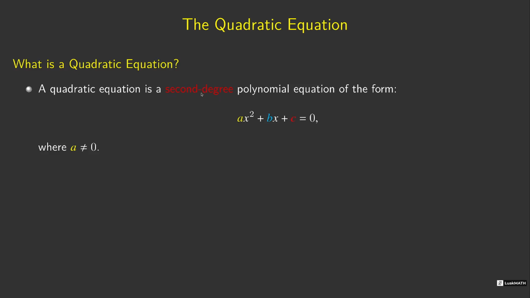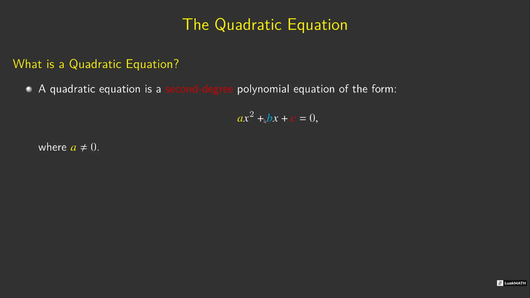Now I said here second degree. So for the second degree, you look at the highest power of x in this equation. You can see the highest power is 2, so that's where the second degree is coming from. Of course, this x here is to the power 1. And there's an x here as well: c times x raised to 0, and of course x raised to 0 equals 1. If we were talking about a third-degree polynomial, the leading term would be x cubed.